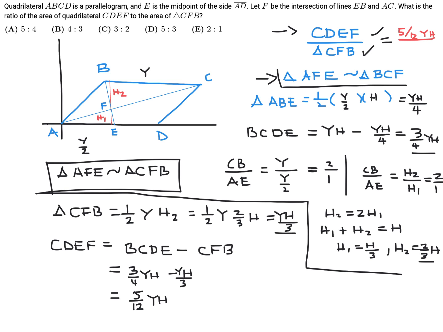And CFB, where is it? It's here. That is YH over 3. And then the YH's cancel. So it'd be 5 over 12, invert and multiply by 3 over 1. So it'd be 15 over 12. And in lowest terms, what's that? Divide through by 3, it'd be 5 over 4, I believe. Okay, so 5 over 4 is the answer, and that looks to me like A.